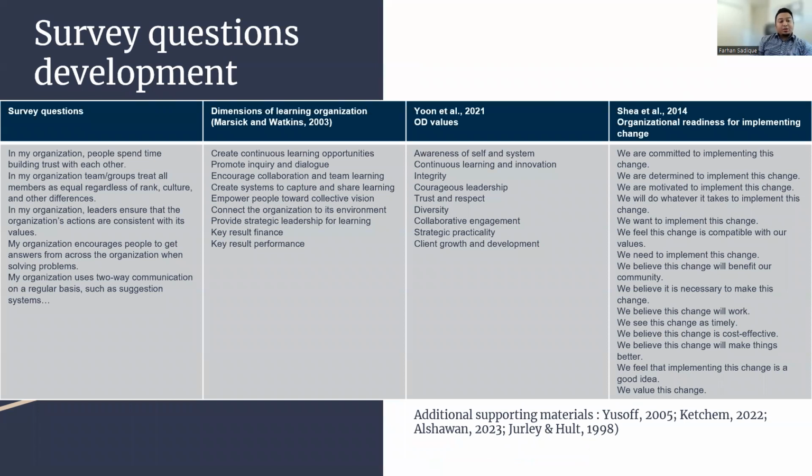So we looked into the OD values that were recently developed by Dr. Yoon and his team through a very deep Delphi study. They found nine specific OD values that support the success of organization development interventions. At the same time, we looked into the study of Marsick and Watkins, where they looked into the dimensions of the learning organization. And at the same time, there are different other studies. One study we included on the chart, where you will see they ask some questions to see if the organization is ready to implement the change in Malaysia.